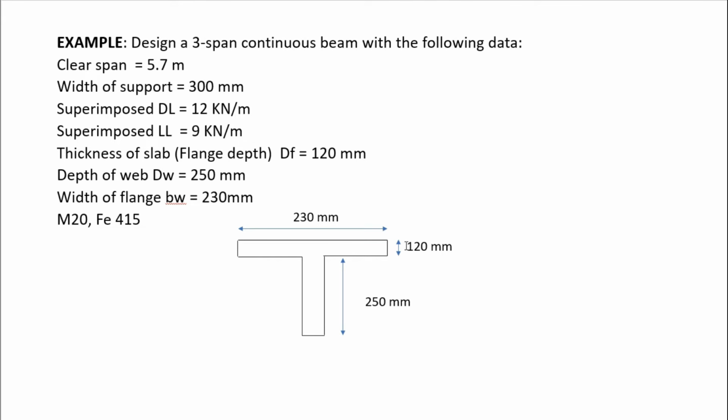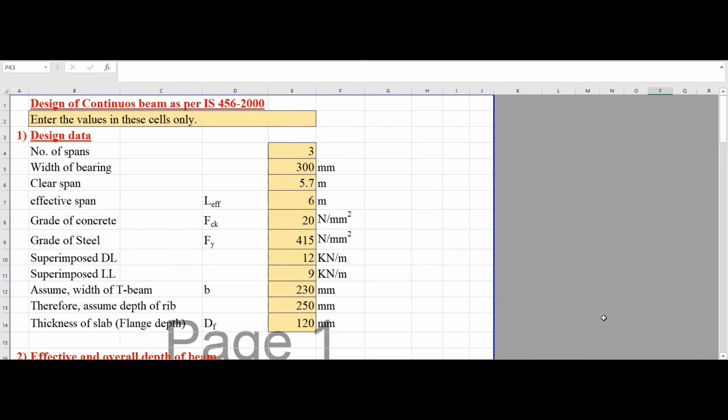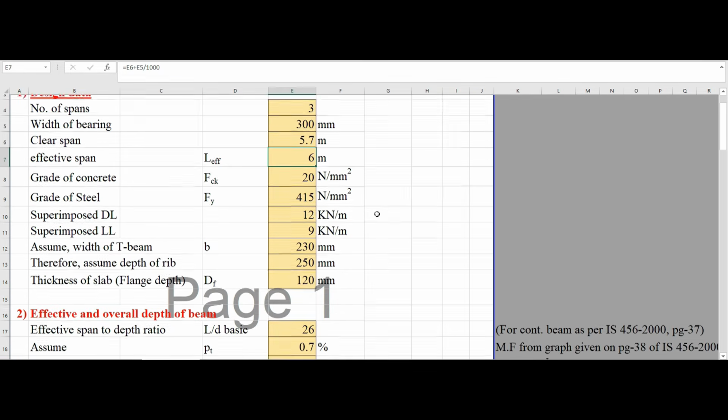So here we will be designing the T beam as a continuous beam. First of all, we will calculate the effective span of the beam. So effective span is given by the clear span plus width of support. So that comes out to be 6 meters.